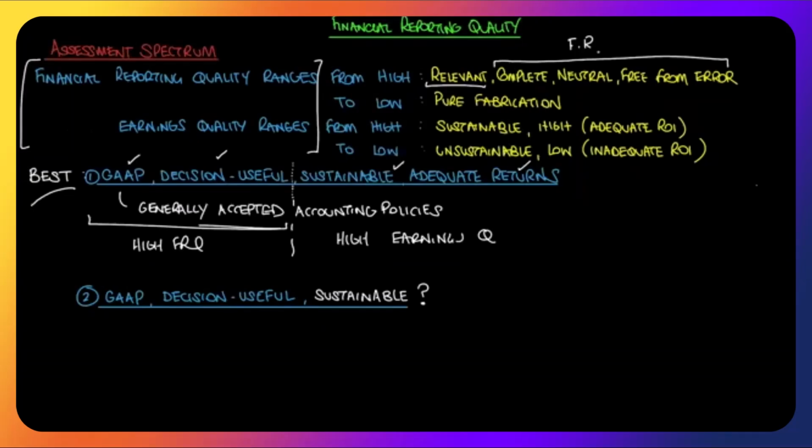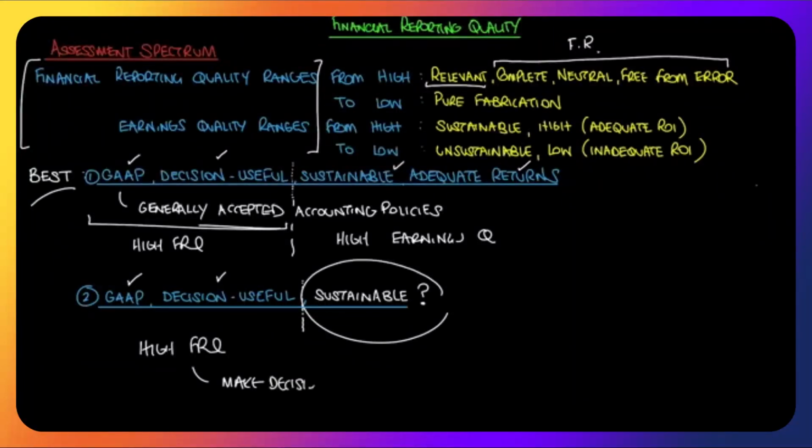Next step, it is still GAAP compliant. It is still decision useful. So we still have high quality financial reporting. But the numbers it shows us, we have doubts about whether earnings are either high enough, sustainable enough, or giving us an adequate ROI. So we still have high financial reporting quality, which is great news because that allows us to make a decision. But the second rung of the spectrum says that decision might be that we don't think earnings are good enough.